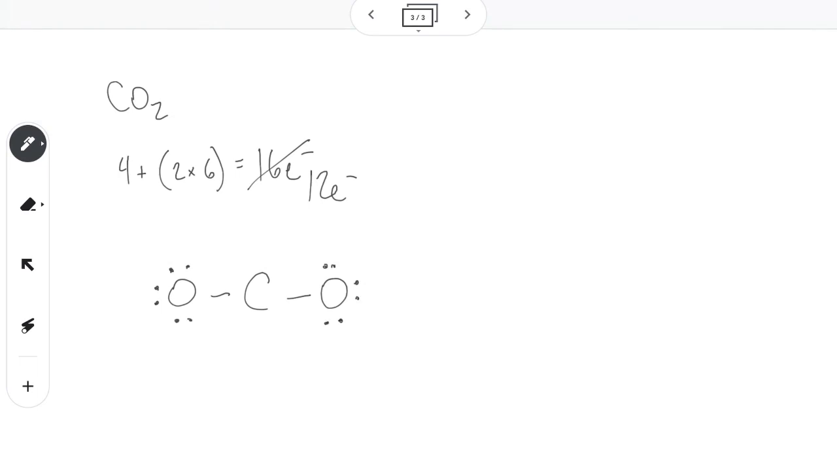So now what I've done is I've accounted for every one of my valence electrons. That's great, but I need to double check to make sure that my valence shells are all filled of all atoms. I know the oxygens are. 2, 4, 6, 8, and 2, 4, 6, 8. But the problem is carbon only has 4. Now that's not a full valence shell for carbon. So it's not an accurate Lewis structure yet. It's not correct yet. We need to go through the next steps.